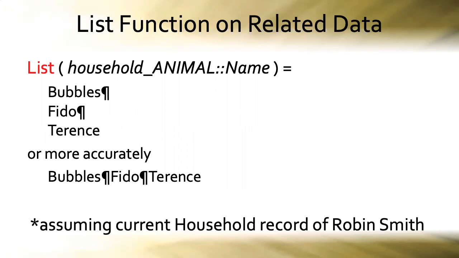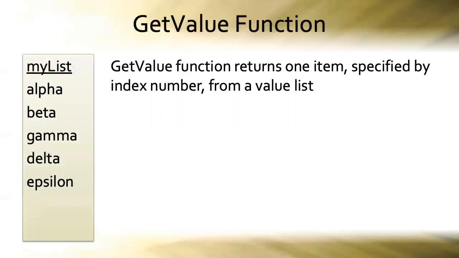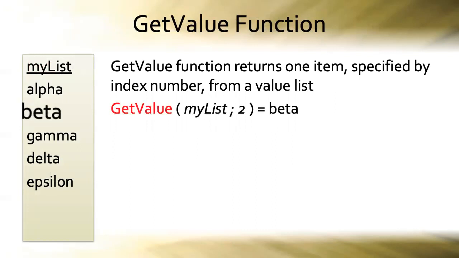Once we've got a list created, and we can use these lists for a variety of useful purposes, and we're going to take a look at some of those later on today, we can use the GetValue function, which returns one item specified by index number from a value list. The GetValue function, if we were to run it on my list here that has these 5 items in it, and if we were to tell it to retrieve item number 2, it would of course bring back beta, the second item from my list.